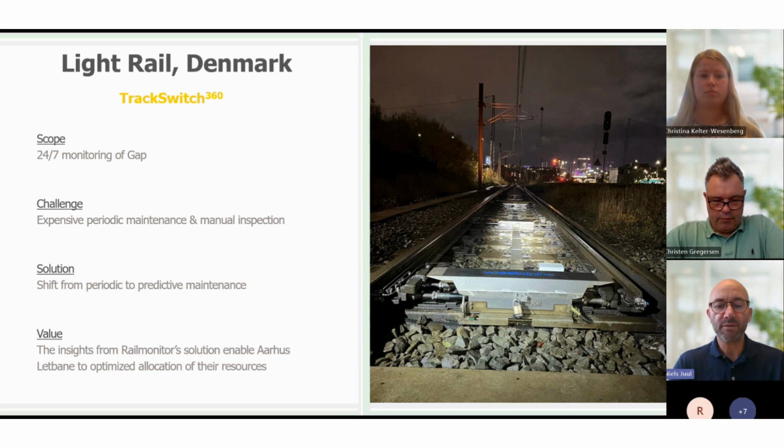We have installed a set of 5 systems. 4 of them are only monitoring of the gap, and the last one is both the gap and also the movement of the blades, which can provide more information as efficient.